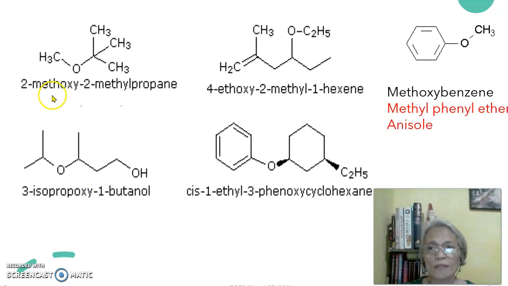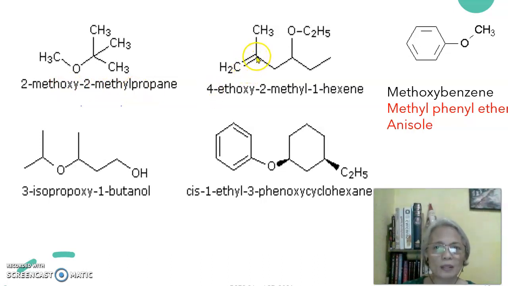So we also have 2-methoxy-2-methylpropane. So M comes first before M, no? So this is the propane group. So you have 1, 2, 3, and this methyl is considered to be a substituent at carbon number 2. The methoxy group, this whole thing is attached to carbon number 2. So we have 2-methoxy-2-methylpropane.